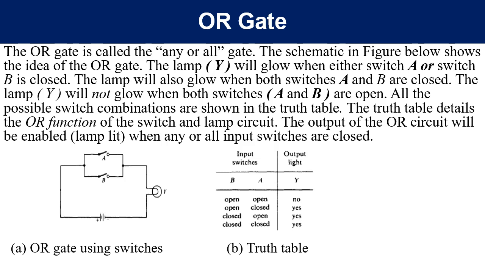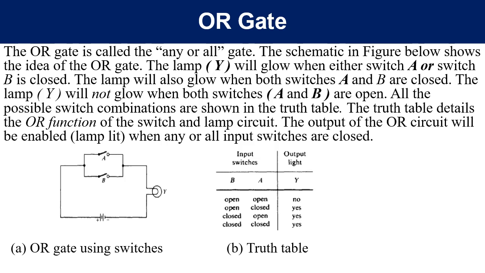The next gate that we are going to look at is called an OR gate. Please take note of the analogy of an OR gate: two switches connected in parallel. Let's analyze the operation of that circuit. If A is closed and B is open, Y will glow. If B is closed and A is open, Y will glow. If both are closed or are on, our current is going to branch and the bulb is going to light.